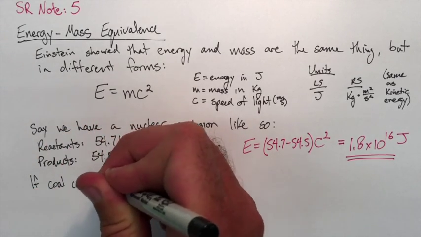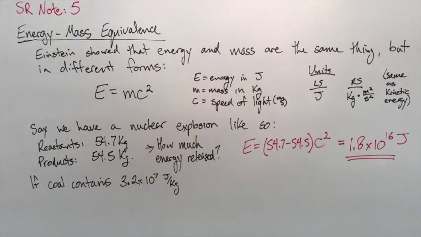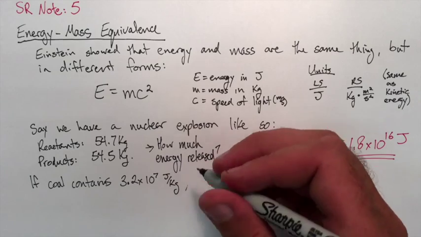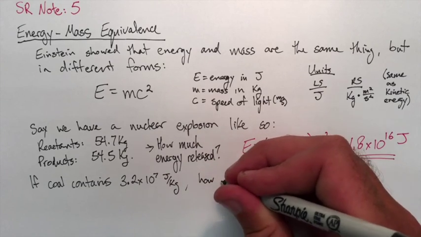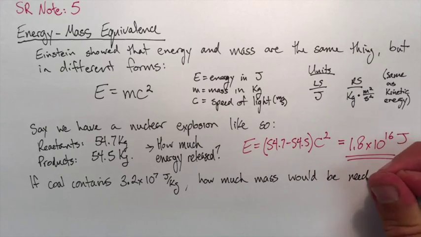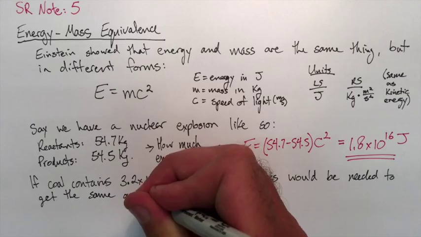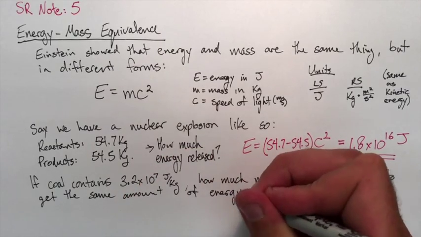Next, coal contains 3.2 times 10 to the 7 joules per kilogram if burned in a coal-fired plant. So every kilogram is going to produce 3.2 times 10 to the 7 joules. How much mass would be needed to get the same amount of energy if we were to use it in an E equals mc squared explosion?